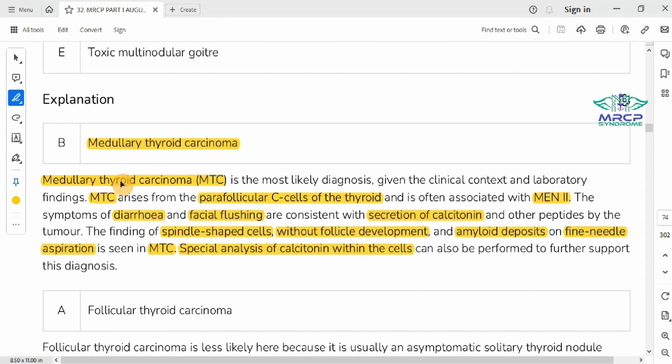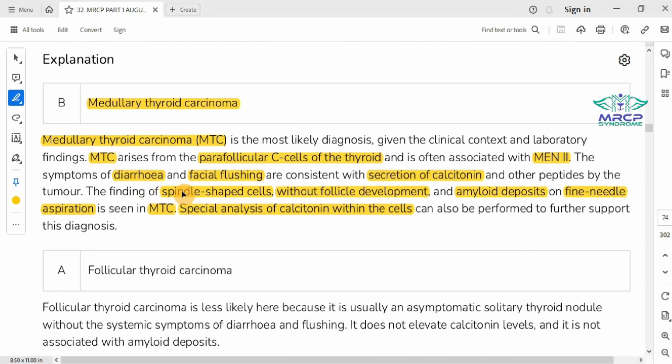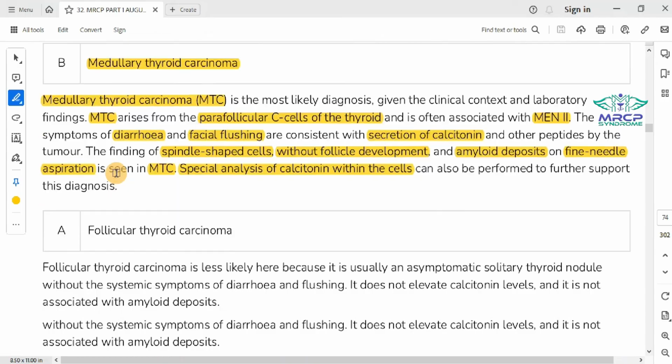The MTC, medullary thyroid carcinoma, is the most likely diagnosis given the clinical context and laboratory findings. MTC arises from the parafollicular cells of the thyroid and is often associated with MEN type 2. The symptoms of diarrhea and facial flushing are consistent with secretion of calcitonin and other peptides by the tumor. The findings of spindle-shaped cells without follicle development and amyloid deposits on fine needle aspiration are seen in MTC. Staining for calcitonin within the cells can also be performed to further support this diagnosis.